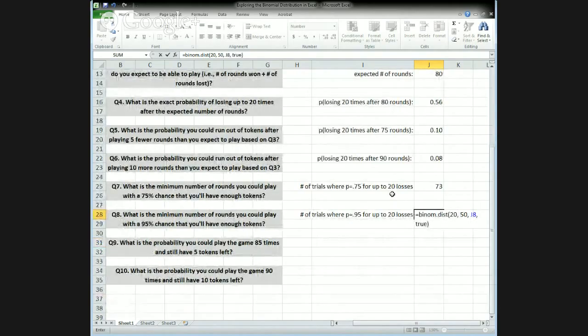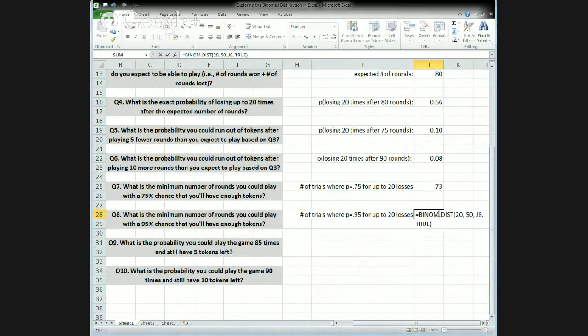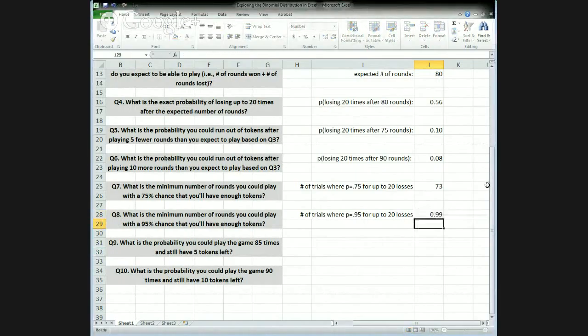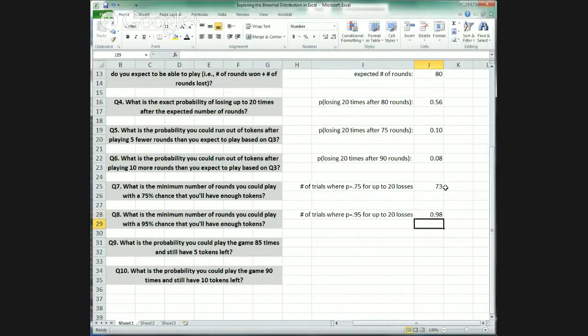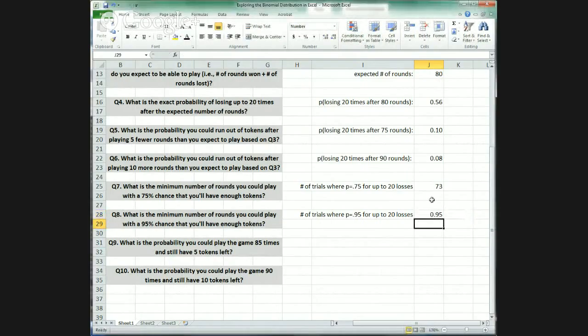and true for cumulative distribution. Unfortunately, this is rounding too much for us again, and we get 0.99 for that. What we want is 0.95, so we know that we need to go down a little bit. We're going to go down slowly. 51 is still 0.99. Okay, let's jump to 55 then. 55 brings us to 0.98. So let's jump to 60, and 60 brings us to exactly 0.95. And so our answer for this question is 60.